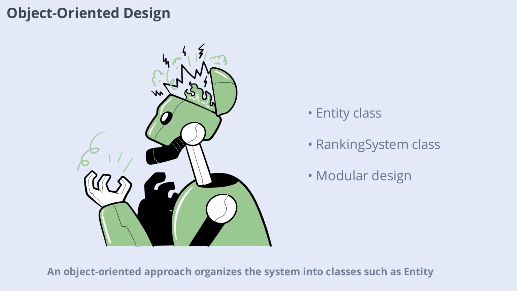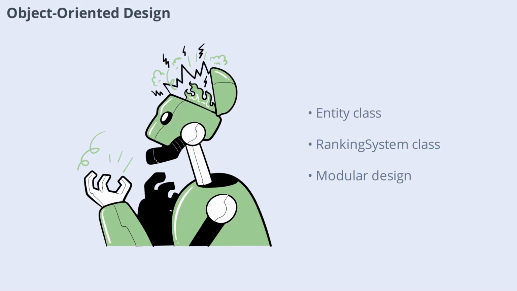An object-oriented approach organizes the system into classes, such as entity, ranking system, and possibly batch processor. Each class encapsulates its own data and behavior, making the code modular and easier to maintain. This design also supports future extensions, like adding new ranking criteria or integrating with other systems.